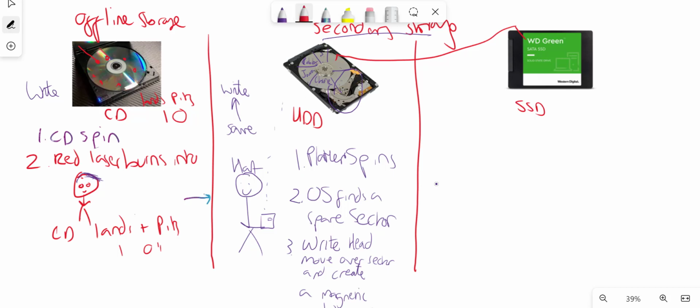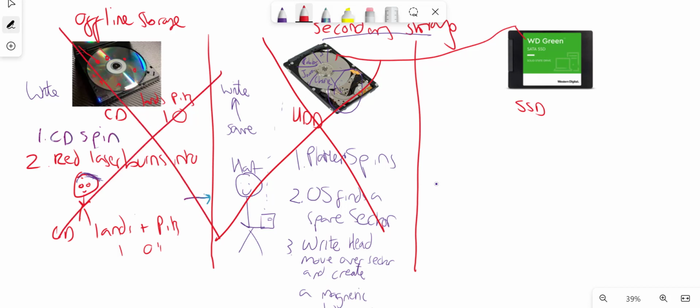In reality, no one has a hard disk drive anymore. They're obsolete. In reality, hardly anyone uses CDs anymore. They're obsolete. This bad boy here is what most people have in their laptops and their school computers and PCs. It's called an SSD, solid state drive.